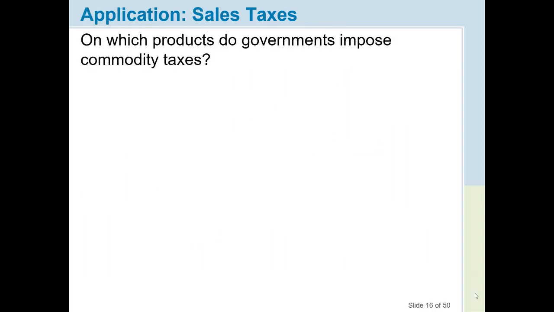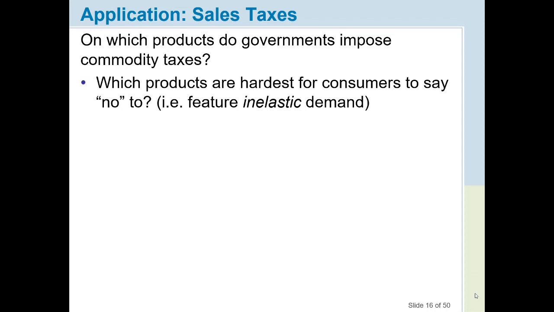Okay, so let's get into an application for sales taxes. On which products do governments actually impose commodity taxes? And we'll think about this from the consumer's perspective. So do you want to tax products that have elastic demand, in other words, are easy for people to say no to? Or do you want to tax products that have inelastic demand, that's very difficult for consumers to reduce their consumption of?